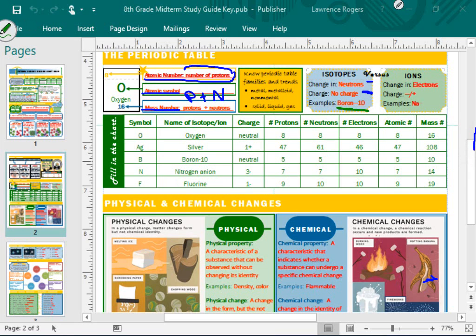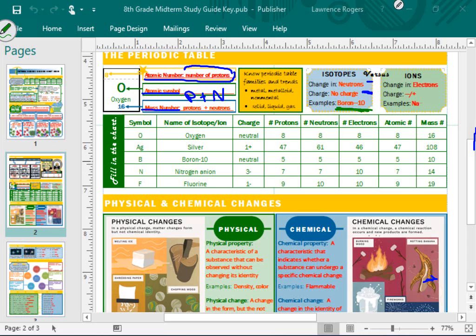So, example would be boron 10. If you look at the periodic table, on the periodic tables that we gave, the rounded ones, boron has a mass of 11, okay? So we're telling you boron 10, so something's up with this. It's not the normal periodic table boron.